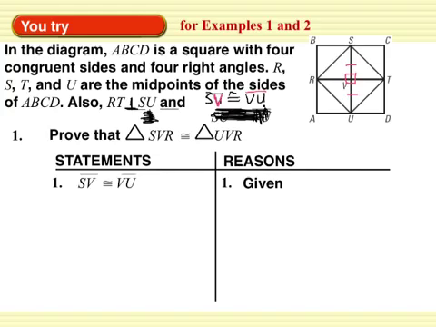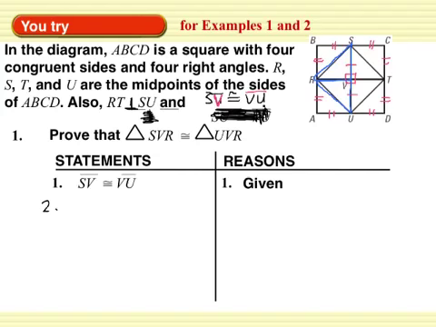Okay, so it's a square with 4 congruent sides and 4 right angles. It says here that R, S, T, and U are the midpoints of the sides. So that means that all of these are congruent. SV is congruent to VU. We're proving that. I'm going to do this in blue so I know which triangles I'm looking at. SVR is congruent to UVR. Okay, I already have two sides congruent and the angles are congruent. I just need to prove another side is congruent.